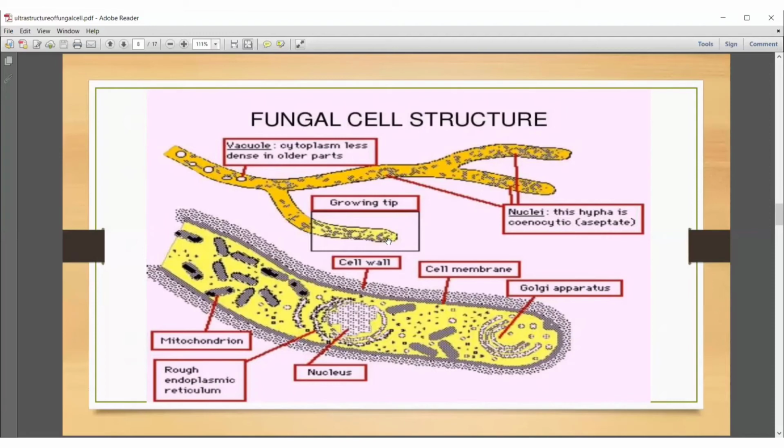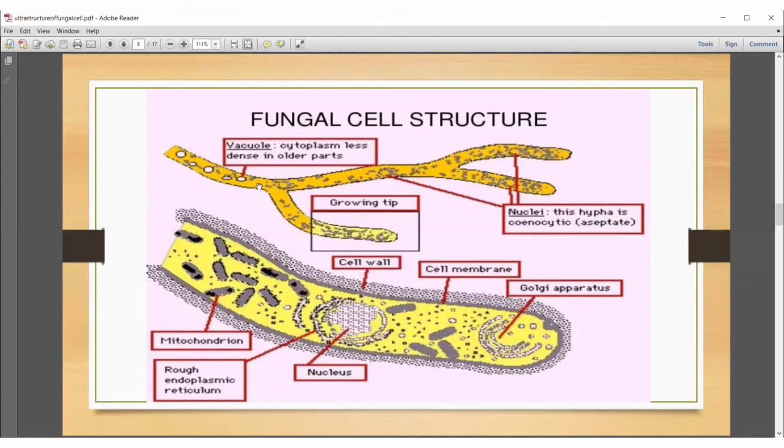Growing tip, that is, the younger part from where growth is moving ahead, what will such a part be called? Growing tips or younger part. So if you look there, how is the cytoplasm? Cytoplasm is less dense in older part and more dense in younger part. The young part, the growing tip, how is its cytoplasm? It is dense as compared to older parts, where cytoplasm is less dense.